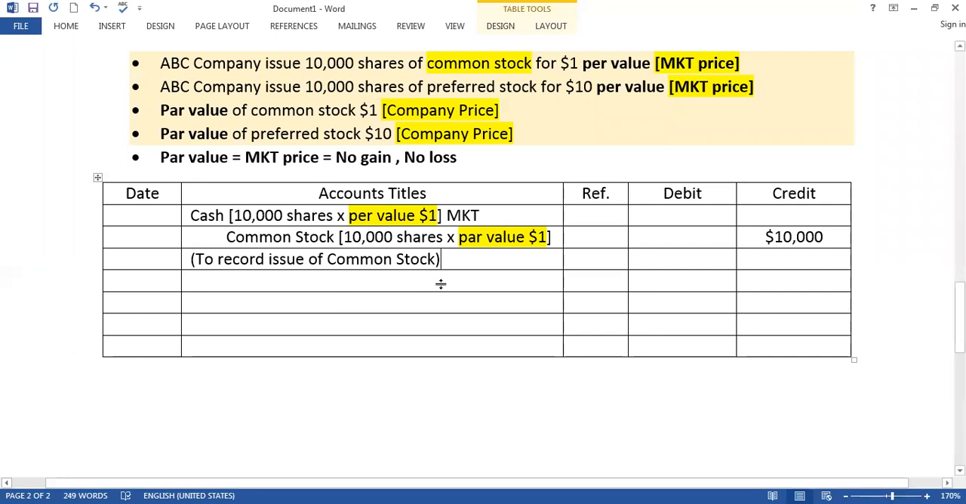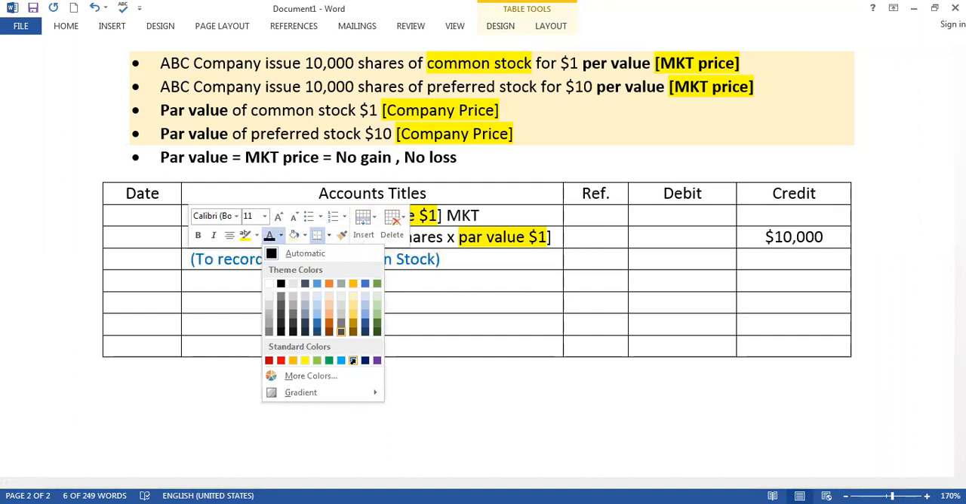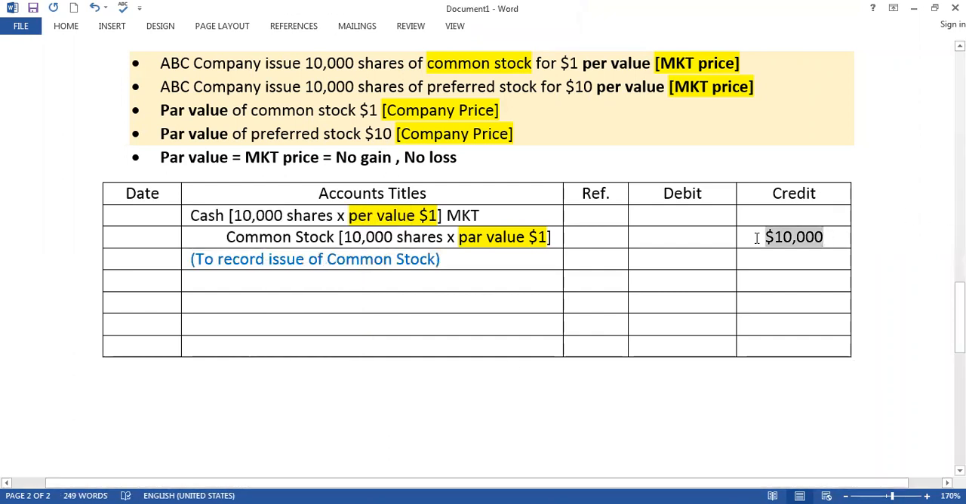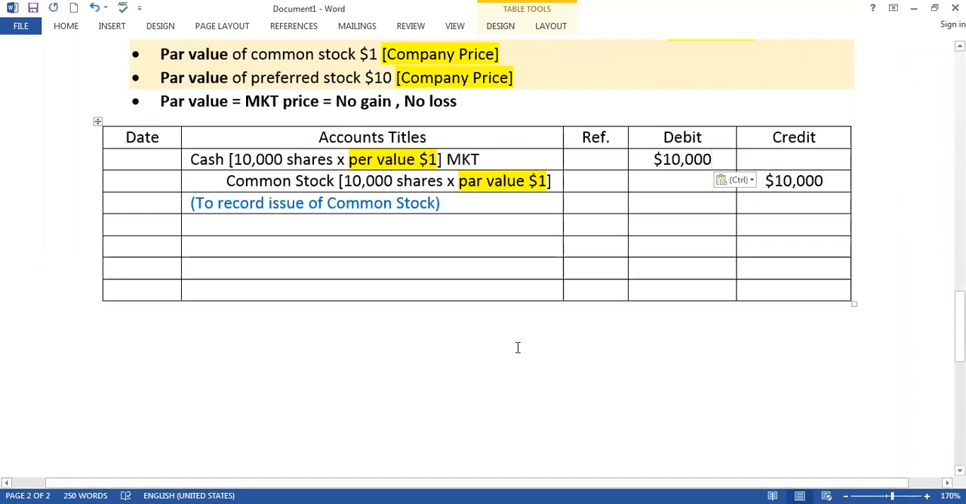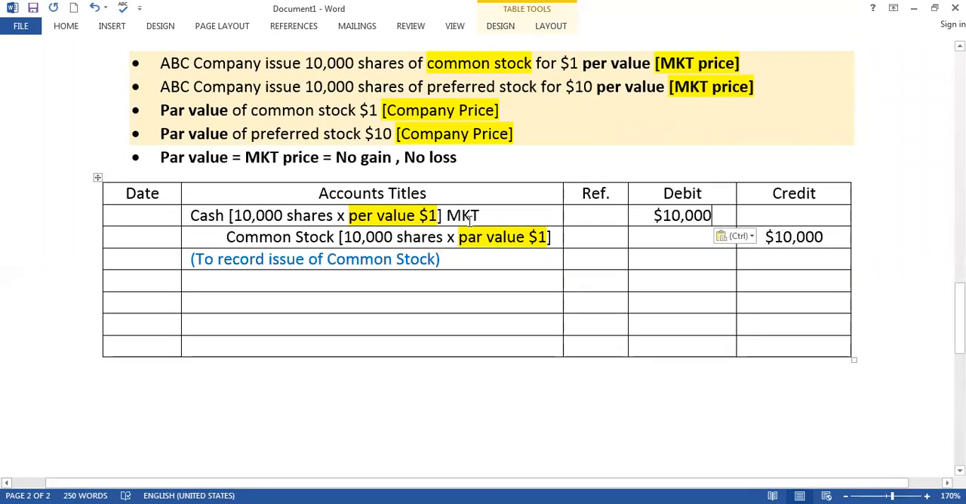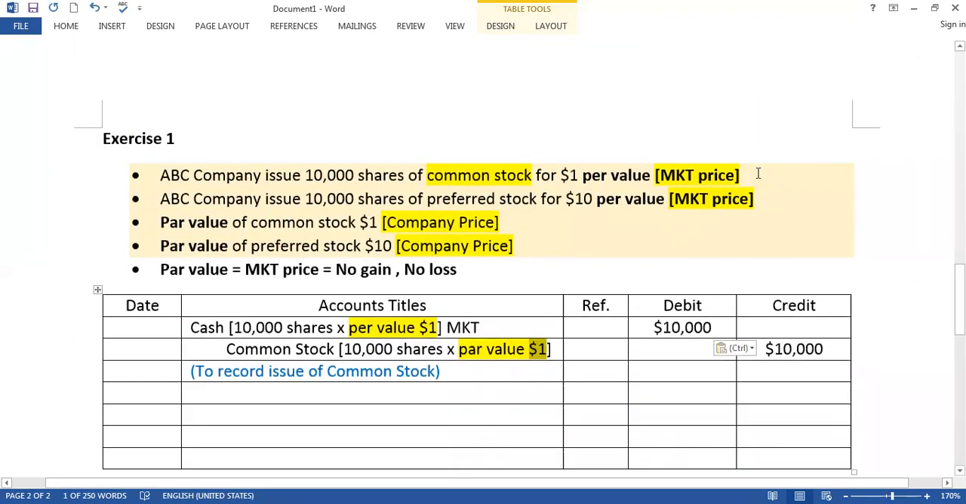And we write the narration: record the issue of common stock, and debit $10,000. Here we have no gain, no loss, right? Why? Because market price is $1 and the company rate is also $1. So no gain, no loss. Clear? So we are done with this part.